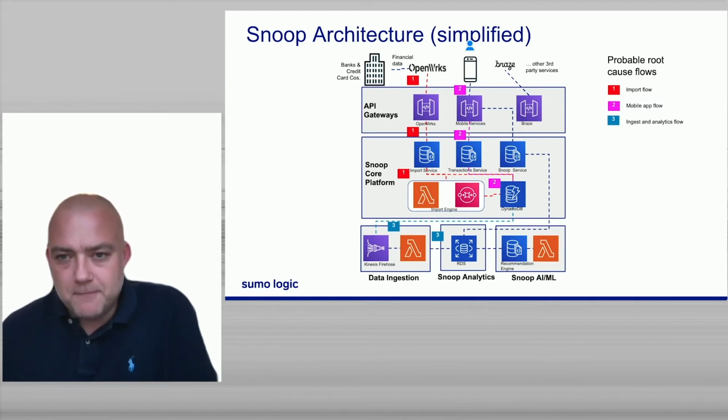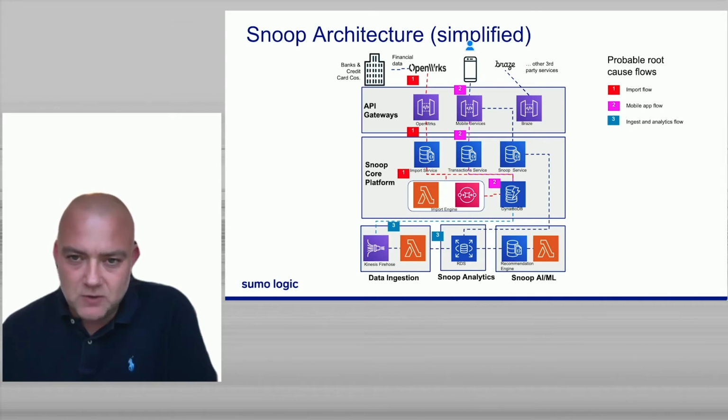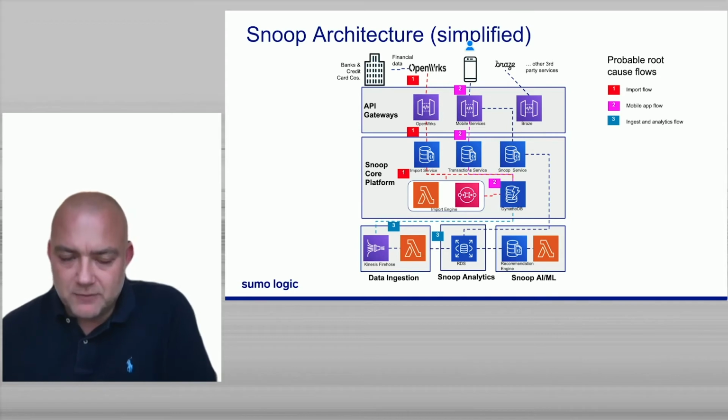There's an OpenWorks flow, which is our open banking partner in the UK, who deal with all the connections to the banks for us, and we just pick up data from them via an API. And then there's also the ingest and analytics flow that we'll go through.